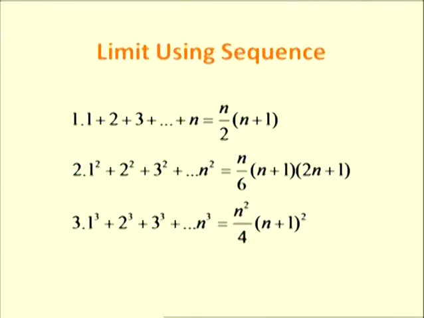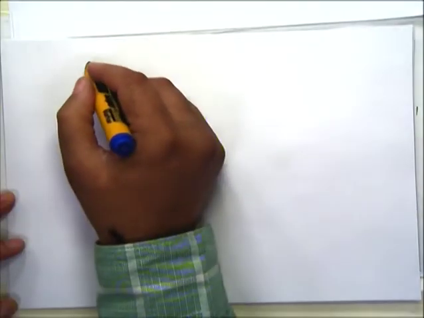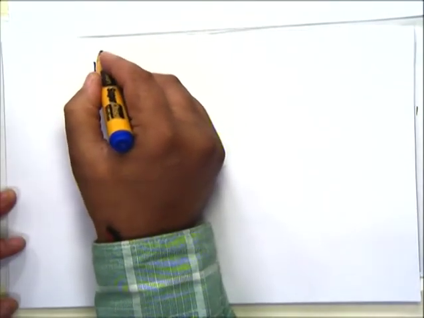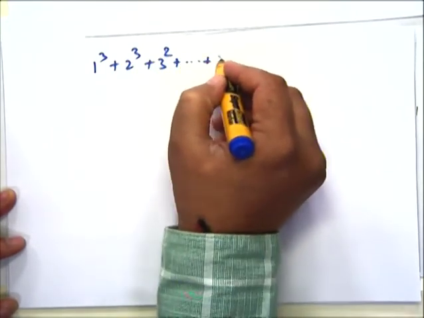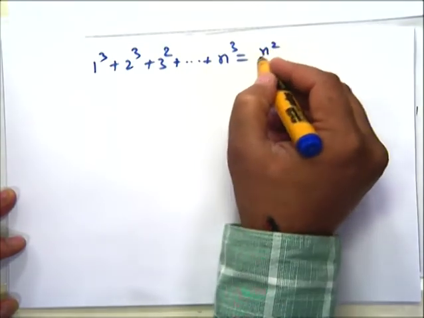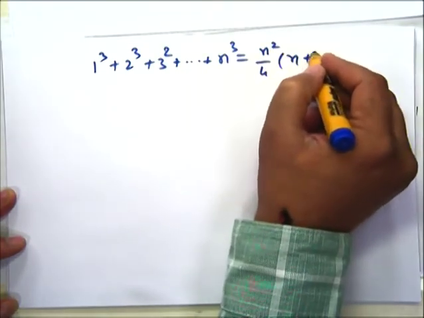So now let us use the final formula, that is the third one. Look at the presentation. The third series is 1 cube plus 2 cube plus 3 cube up to n cube, and the formula is n square upon 4 into n plus 1 whole square.